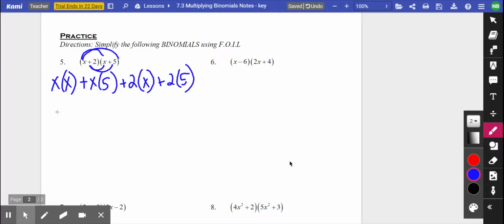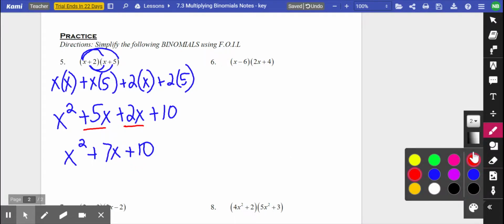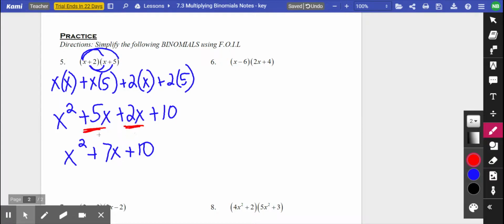Well, x times x gives me x squared. x times 5 is a positive 5x. 2 times x is a positive 2x. And 2 times 5 is going to be a positive 10. So now I can combine my x terms together. So x squared plus 7x plus 10. And again, when I add up my like terms, when I'm just adding, I do not touch the exponents. The exponent stays the same.